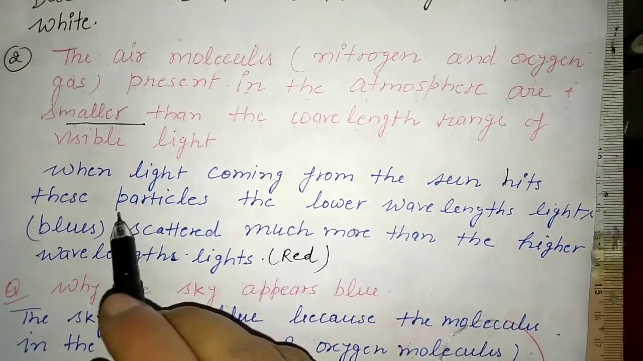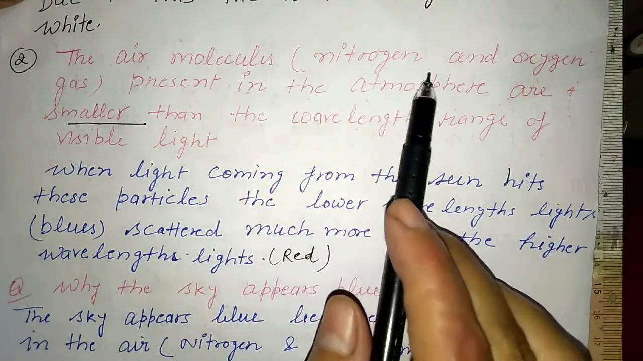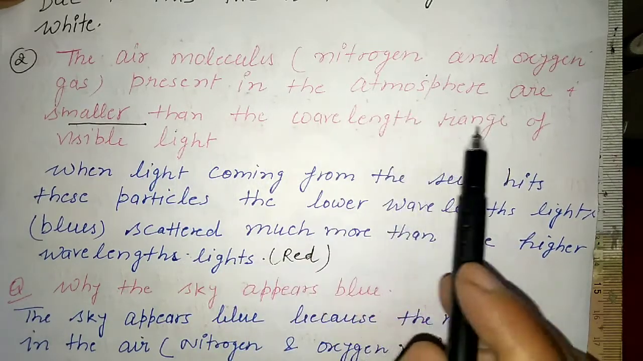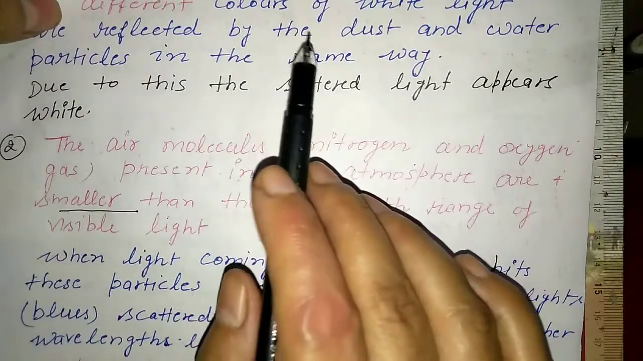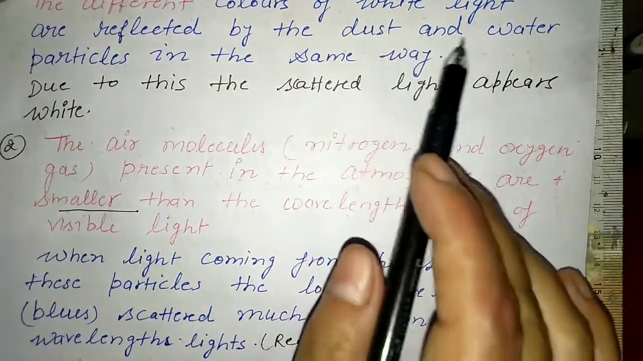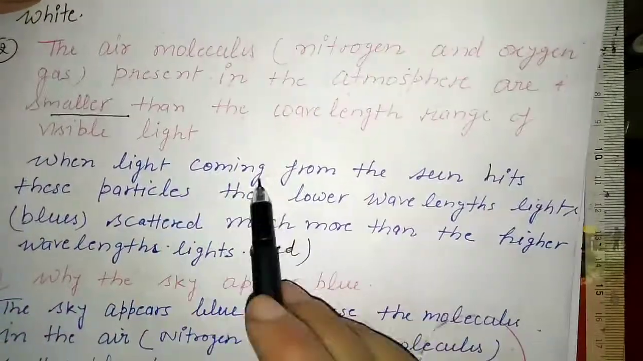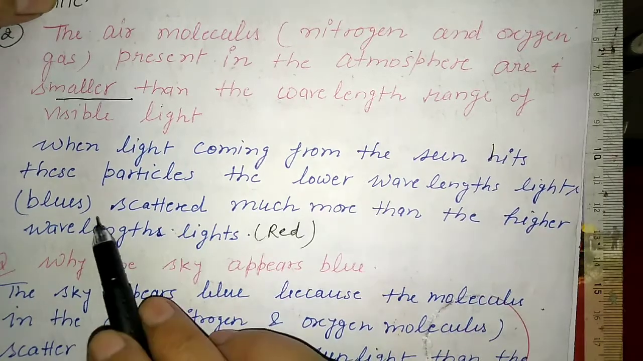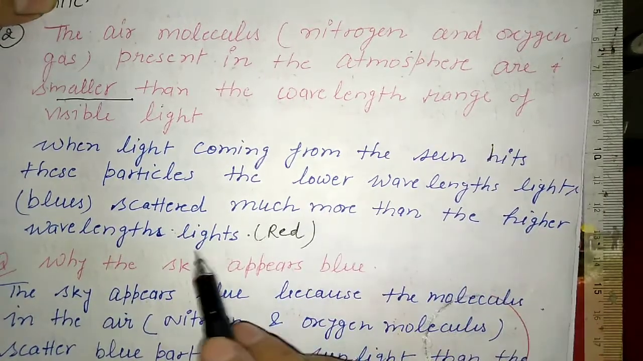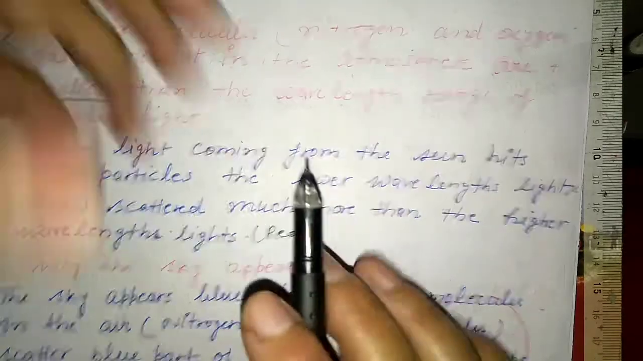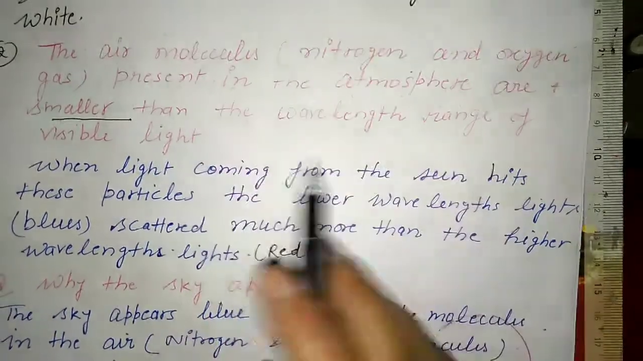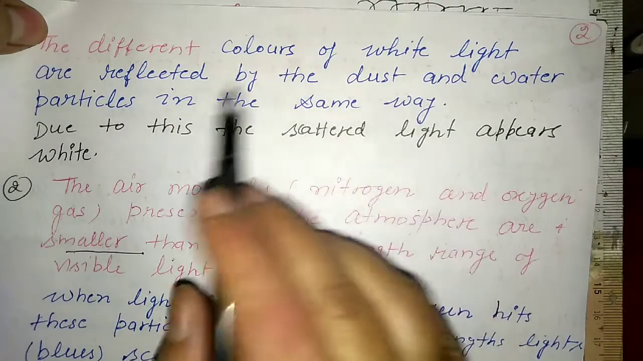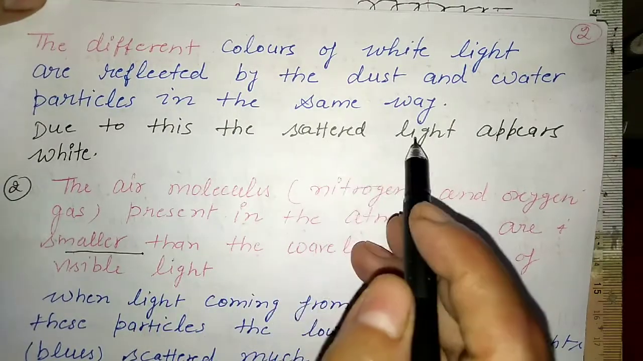So the air molecules, that is nitrogen and oxygen gas present in the atmosphere, are smaller than the wavelength range of visible light. In the first point we took particles larger than the wavelength of visible light. When light coming from the sun hits these smaller particles, the lower wavelength light like blue is scattered much more than the higher wavelength light, that is red. So blue is scattered the most, and when the particles are larger, the different colors of white light are reflected by the dust and water particles in the same way. Due to this the scattered light appears white.